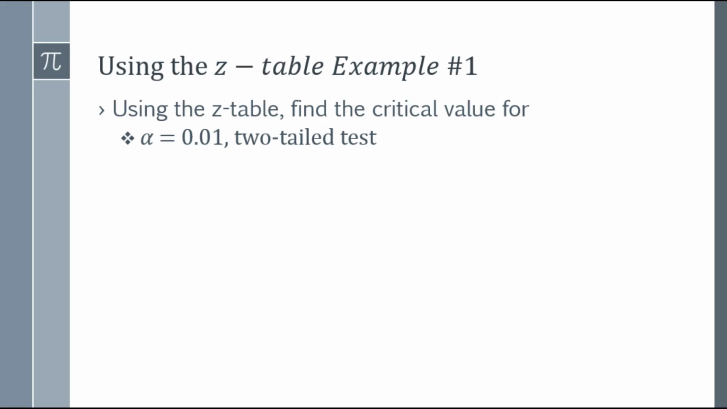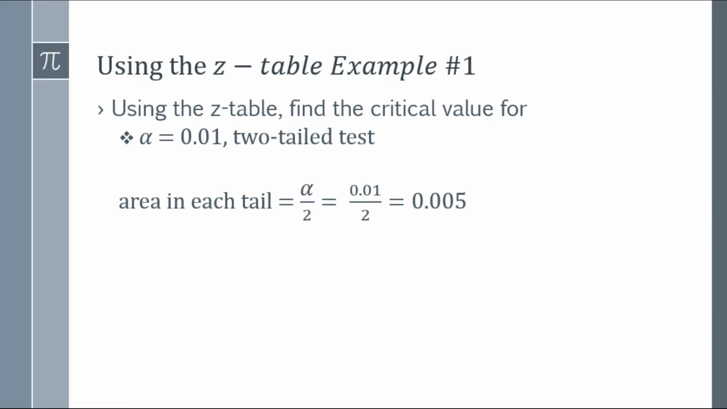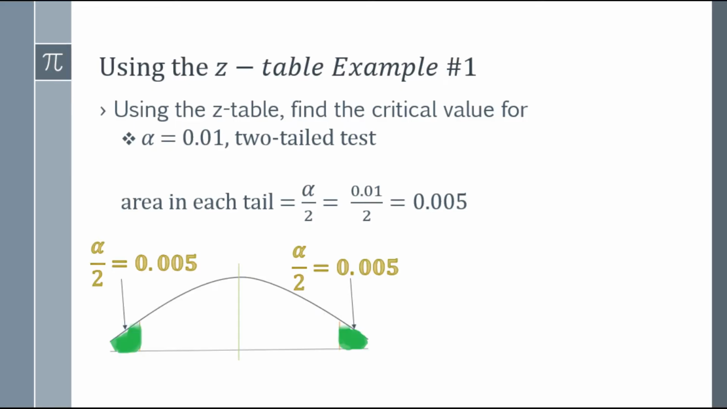So let's have some examples. Example number 1. Using the Z table, find the critical value for level of significance 0.01 and two-tailed test siya. Remember, if it's a two-tailed test, ang area for each tail will be divided by 2. Yung level of significance, divide natin ng 2. So that will be 0.005. So makikita nyo sa screen nyo, yung illustration, 0.005 sa kaliwa at 0.005 din sa kanan. At ito yung critical region natin.